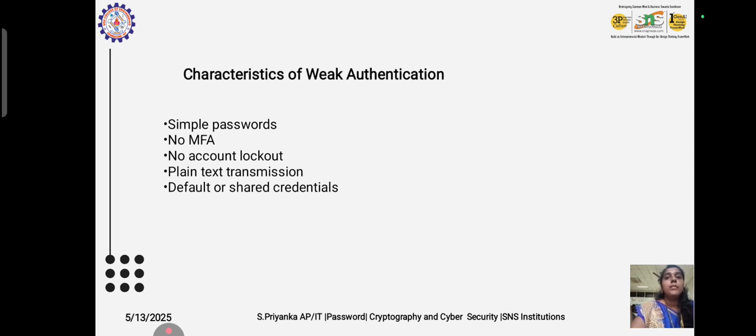Next is no MFA. No MFA means only one factor, like a password, is required, making it easier for attackers. No account lockout means unlimited login attempts allow brute force attacks. Next comes plain text transmission. Here, passwords are sent over unencrypted channels. Next comes default or shared credentials. These are common in devices or software with unchanged factory settings.